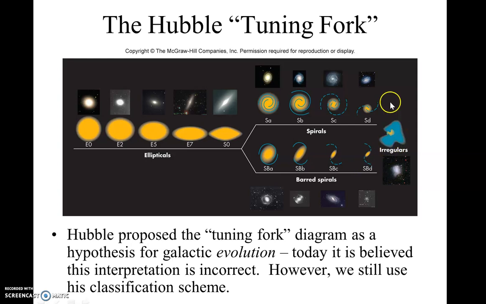And then he didn't really know what to do with these irregular galaxies. Remember, these are things that don't have an overall shape. All right, so this is what Hubble came up with, and it's still used today. The different classifications.